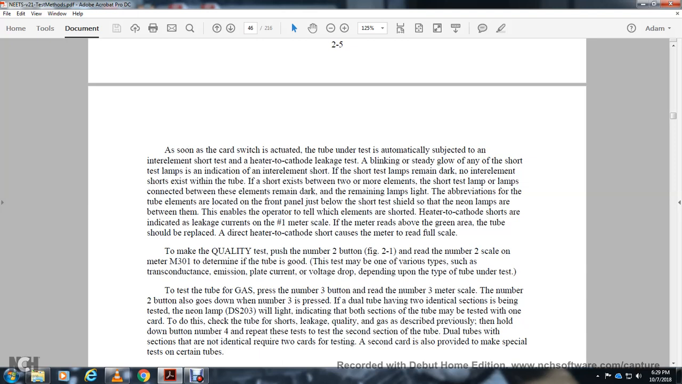To meet the quality test, flush the number 2 push button and then read the number 2 scale on meter M301. The good reading of the test may also be in various types, showing the emission or plate current with voltage drop depending on the type of tube. Button for the test half.